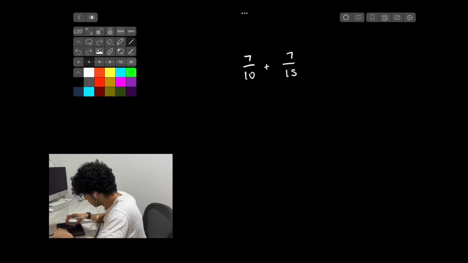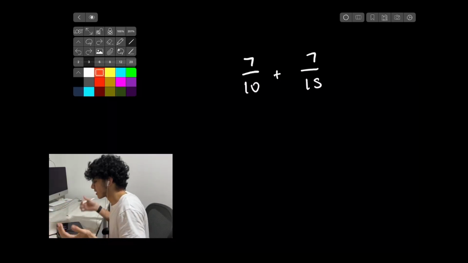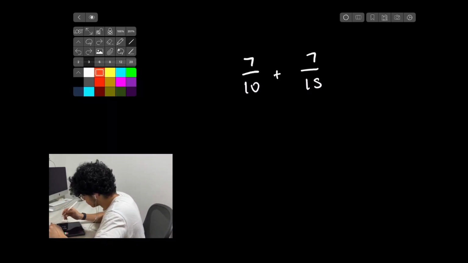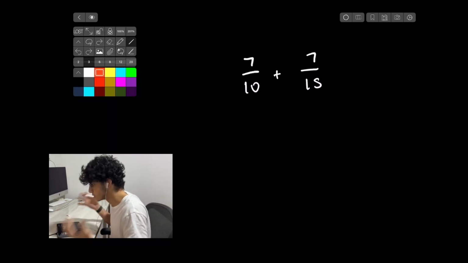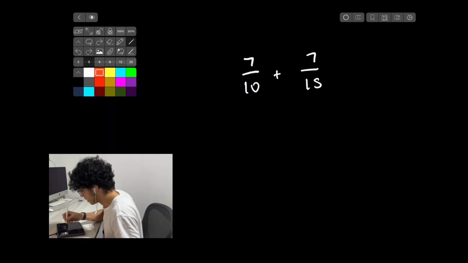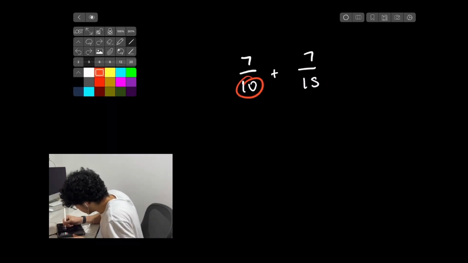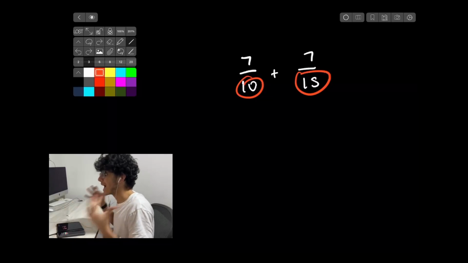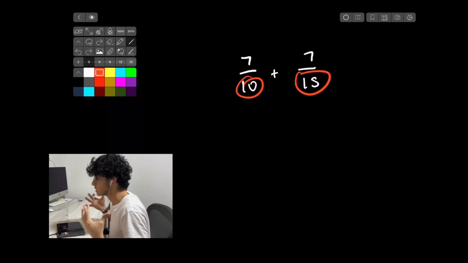Now, last example for adding. Let's say that we have these two fractions. They're kind of the same, they're kind of not. Their numerators are the same, but their denominators are not the same. That means we cannot add them, even if they are the same at the top. The denominator has to be the thing that's the same.